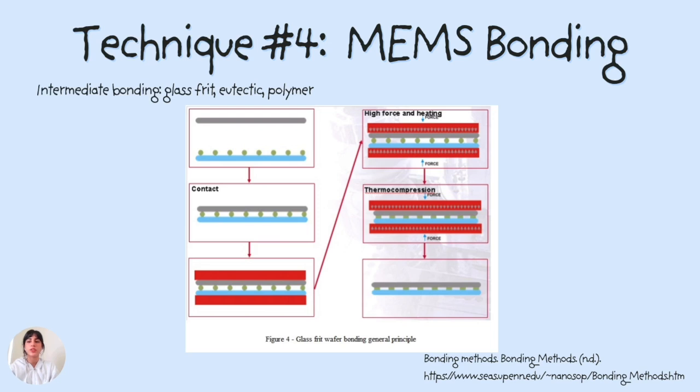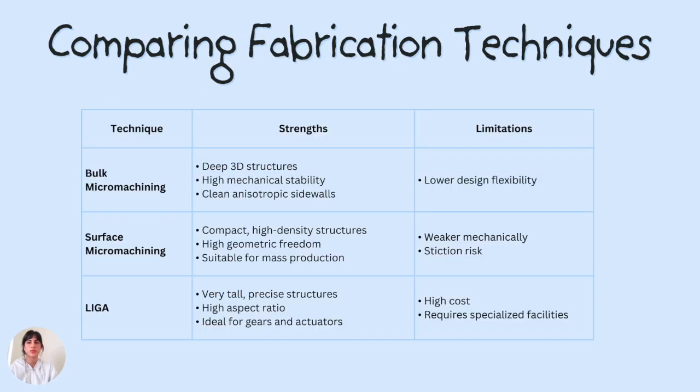Instead of relying on perfectly clean surfaces, these methods use a thin bonding material between wafers. Glass frit bonding, shown in this illustration, where the glass powder is melted to form a seal. Eutectic bonding, which uses alloys like gold silicon to create a strong metallic bond. And polymer bonding, using materials like epoxy, which is useful for low temperature processing and to create flexible seals.